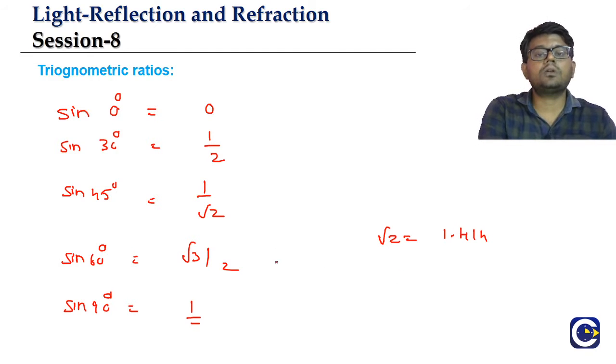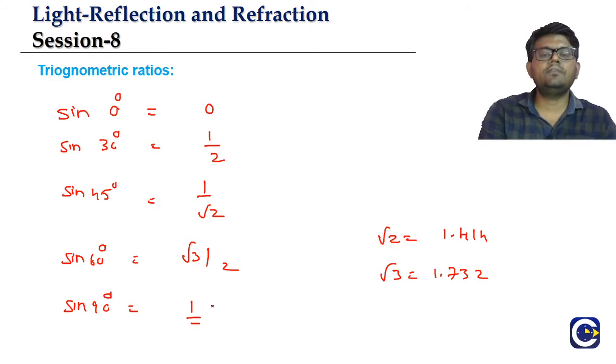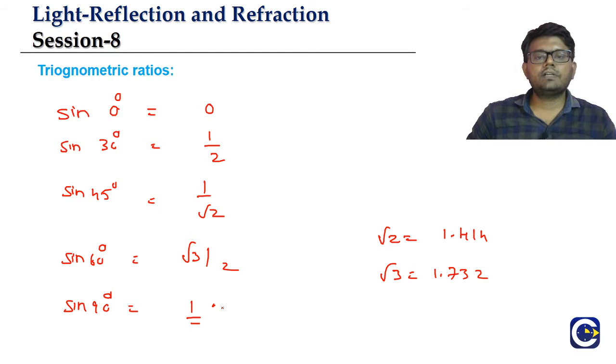Sine 60 will be what? Root 3 by 2. Root 3 value is what? 1.732. And sine 90 value will be equal to 1. So these are the trigonometric functions and their corresponding values.